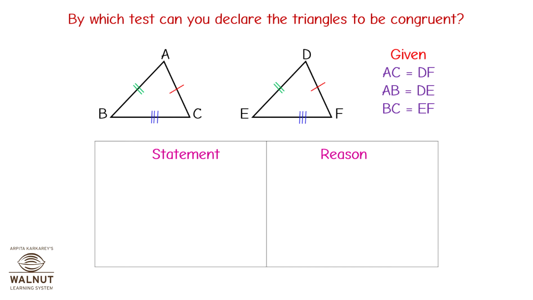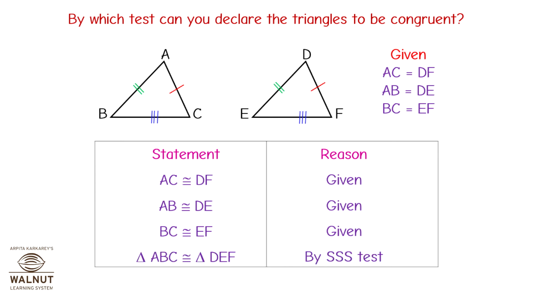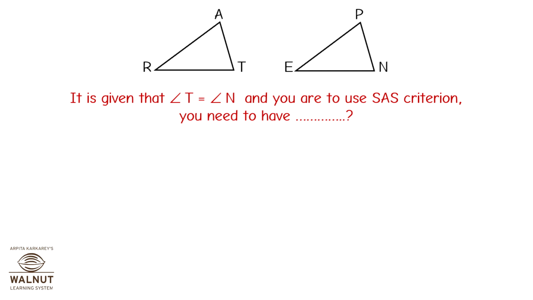Let's start. Segment AC is congruent to segment DF, that is given. Segment AB is congruent to segment DE, which is given. Segment BC is congruent to segment EF, which is given. So, triangle ABC is congruent to triangle DEF by SSS test. Hence, proved. Let's take a look at another one.